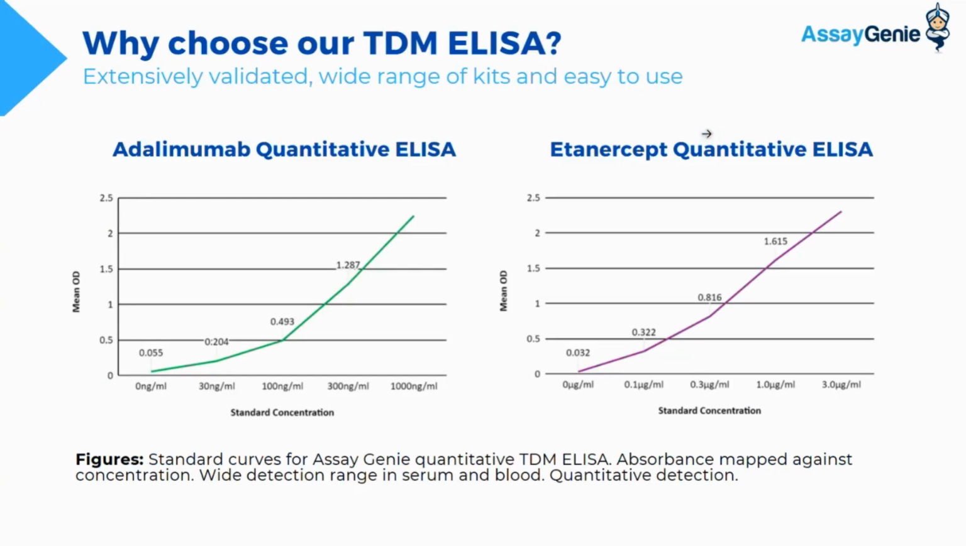So, why should anyone choose our TDM ELISA kits? As I always say before, our kits are extensively validated, and there's a wide range of kits to choose from, which are very easy to use. Here, I'm just giving 2 examples of our TDM ELISA kits, including our adalimumab ELISA kit and also our etanercept ELISA kits. And you can see here that the standard curves have been generated for both of these targets, where the absorbance is just mapped against the concentration. It's very straightforward and very easy to follow these ELISA kit protocols.